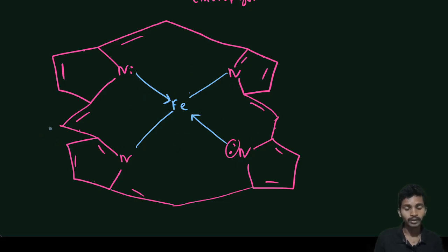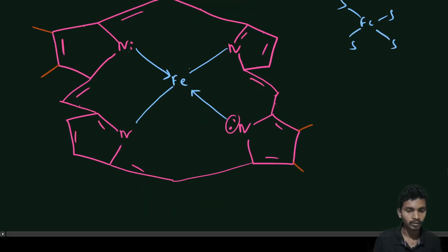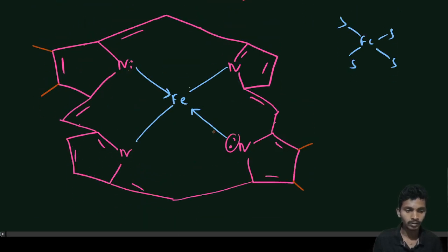Okay, in the case of non-heme proteins, Fe is attached with 4 sulfur atoms. But this is about the heme proteins. Here nitrogen atoms are there. Okay. So now what you look at here is this Fe atom, and the structure is somehow like this.